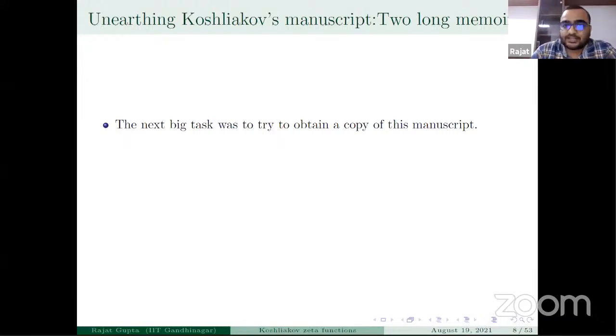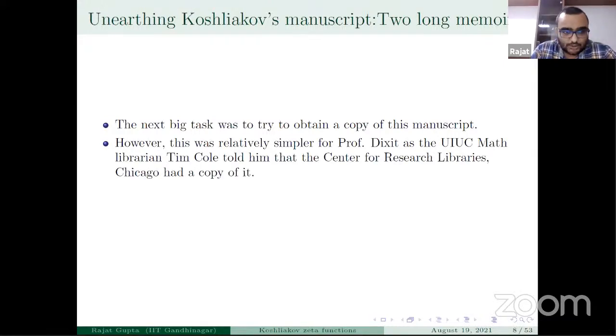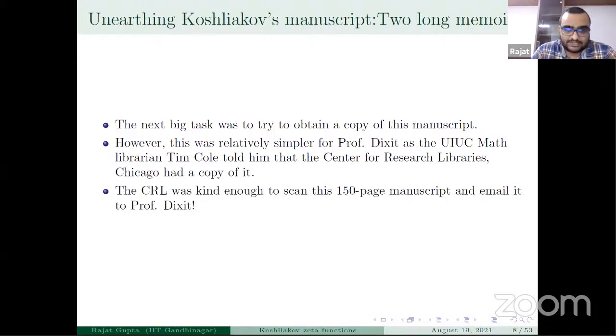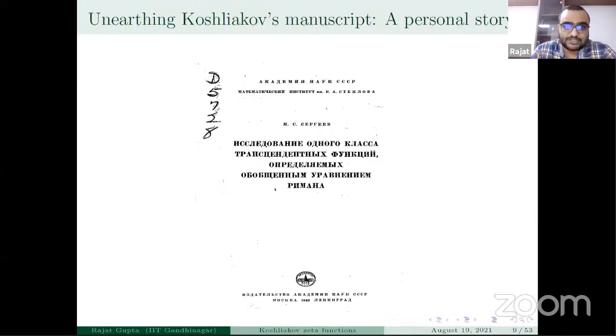So the next big task was to try to obtain a copy of that manuscript. It was not hard for Professor Dixit, because he was there at UIUC. The librarian Tim Cole told him that the CRL had a copy of it. The CRL was kind enough to scan the whole 150-page Russian manuscript and email it to Professor Dixit. So this is the first page of the manuscript.